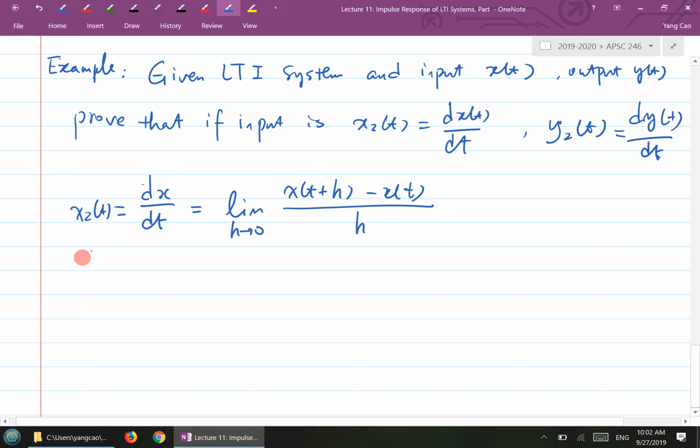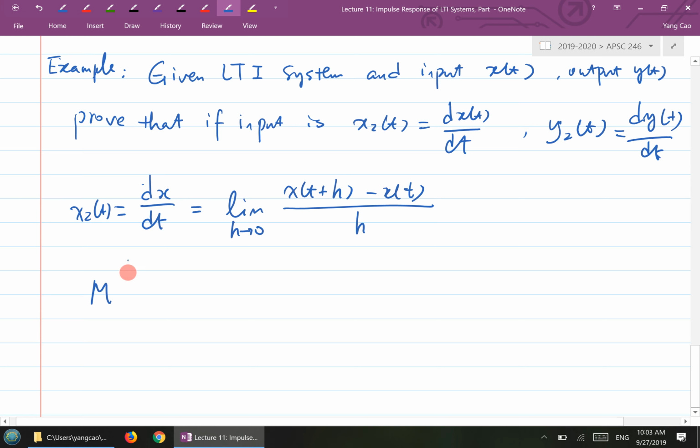And this is where we can make use of the properties of an LTI system: linearity and time invariance. Linearity says that when your input has multiple components, the output is the addition of the outputs corresponding to the individual inputs. And x of t plus h is basically a shift, which is where the time invariance property can be used. If you shift the input, then you shift the output. So we make use of this to get our output here.